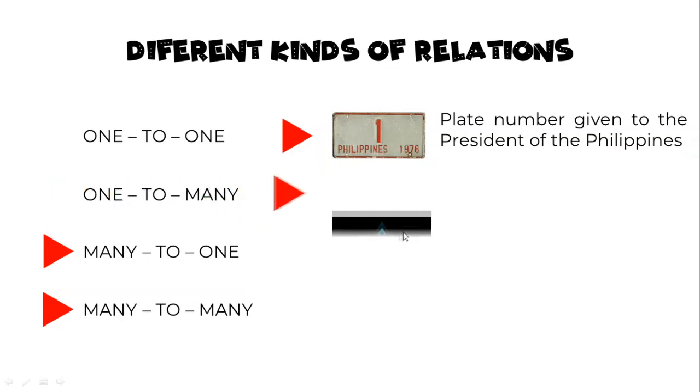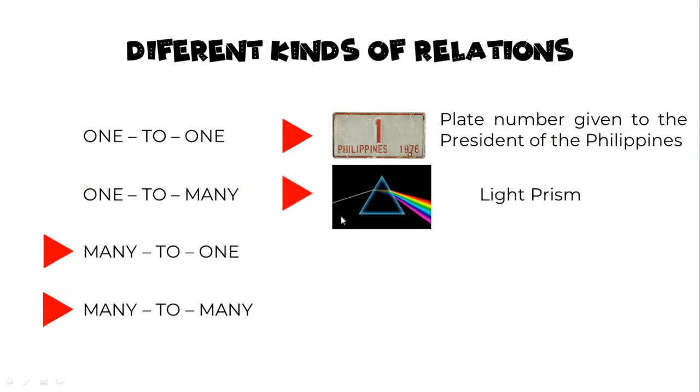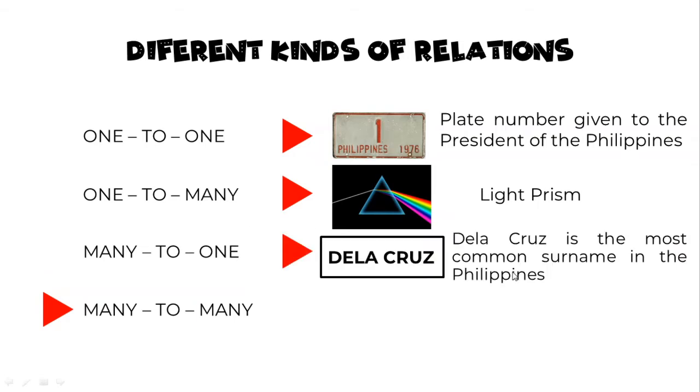Next is one-to-many. So for example naman dito, may single light na tumama sa prism at nag-emit siya ng mas maraming different kinds and colors of lights. Sabi dito, De La Cruz is the most common surname in the Philippines. So maraming population sa Philippines ng apelyido ay De La Cruz.